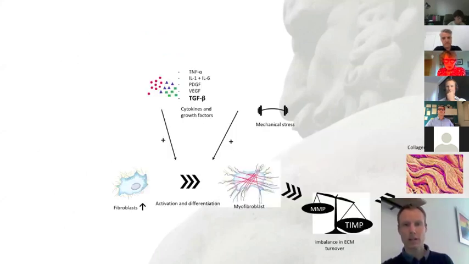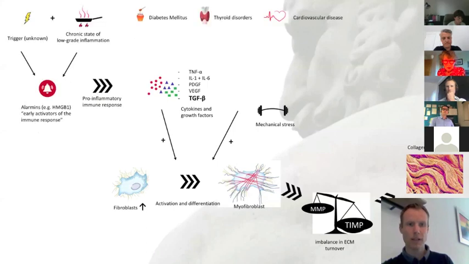So this is the same diagram that you've seen before. And now I've added the predisposing factors with a chronic state of low-grade inflammation. And together with the unknown trigger, the alarmins come into play. What are alarmins? Alarmins are signaling molecules which are released on cell stress, when cells are in danger or get injured. And they are really the early activators of our immune response. And when measured, alarmins are elevated in the early stage of frozen shoulder patients.